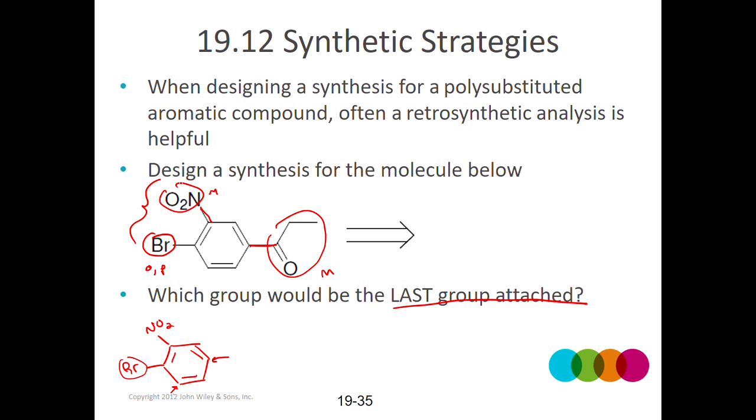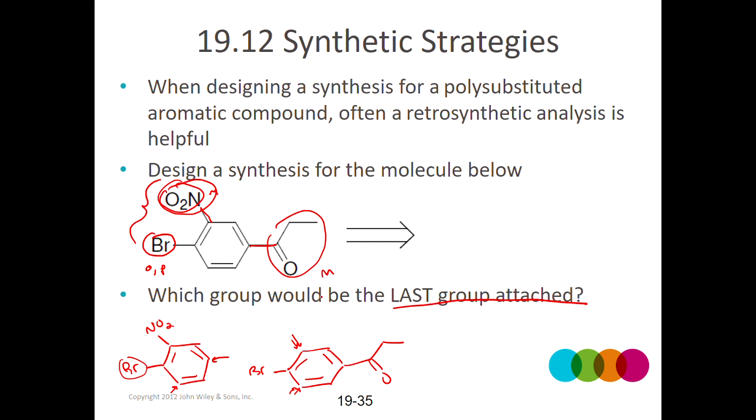So what if I added the nitro group last? If I start with the ring already having the bromine and this acyl group, would the nitro group go to the right spot? Well, the bromine is going to direct it ortho to it because the para position is already occupied. And this is also a meta director, so it's going to direct the last group to go meta to it, and those two positions are symmetrically equivalent. So this is the kind of thing we're looking for.